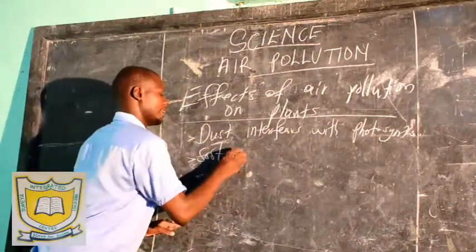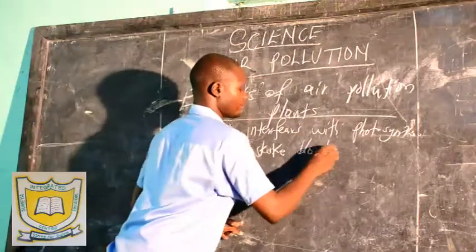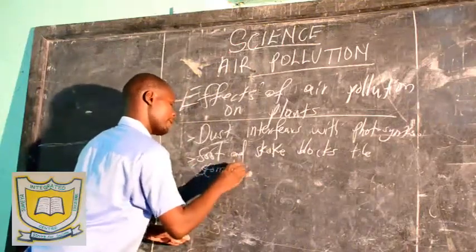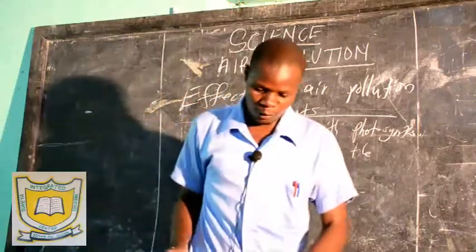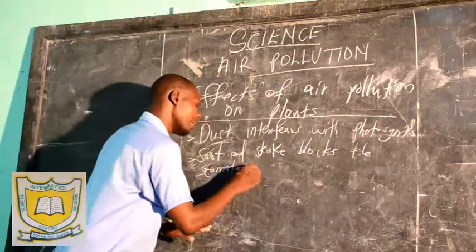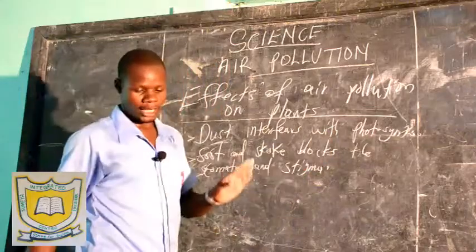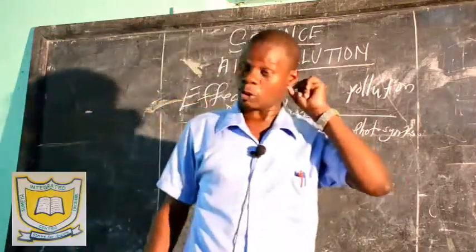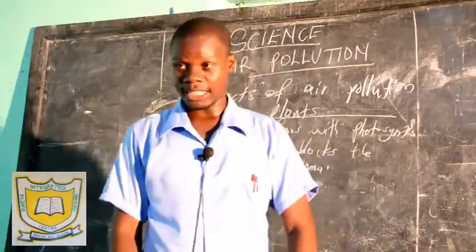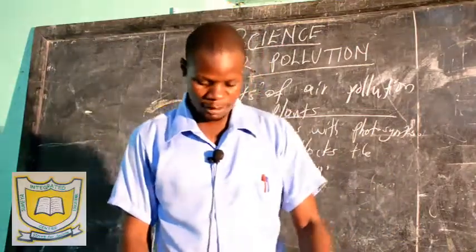Soot and smoke block the stomata, the small openings found on leaves, and also can block the stigma. You understand, the stigma is one part of the pistil, the female part of the flower.